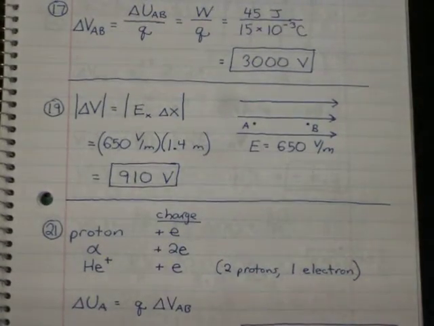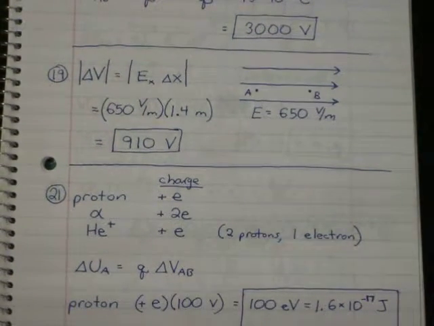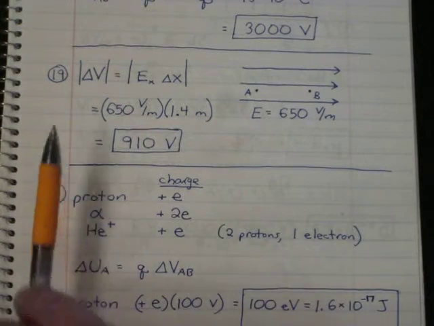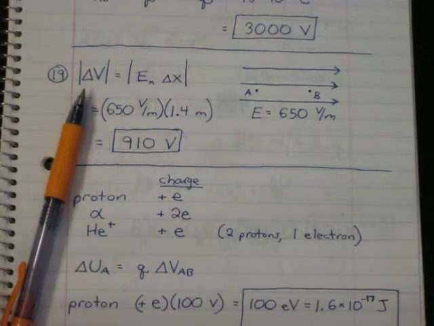Number 19. Find the magnitude of the potential difference between 2 points 1.4 meters apart in a uniform 650 Newton per coulomb electric field if a line between the points is parallel to the field.